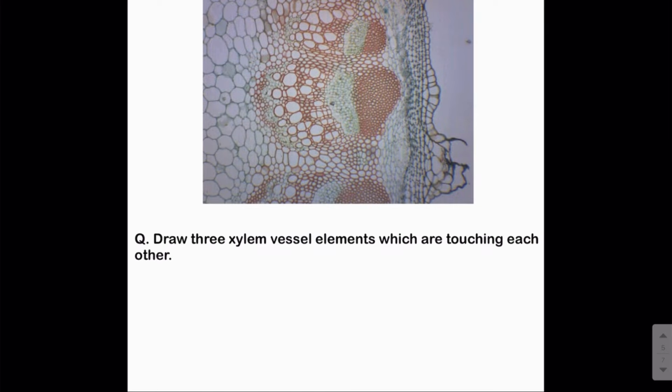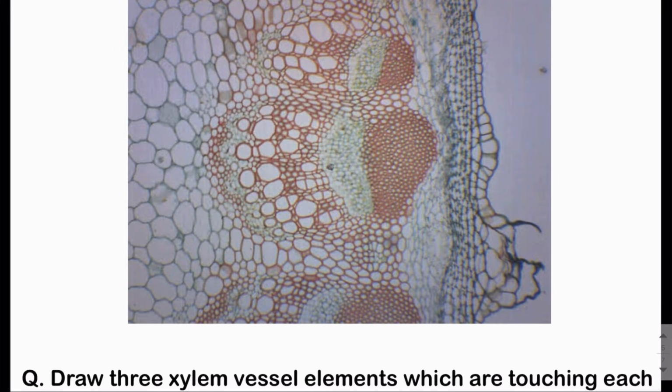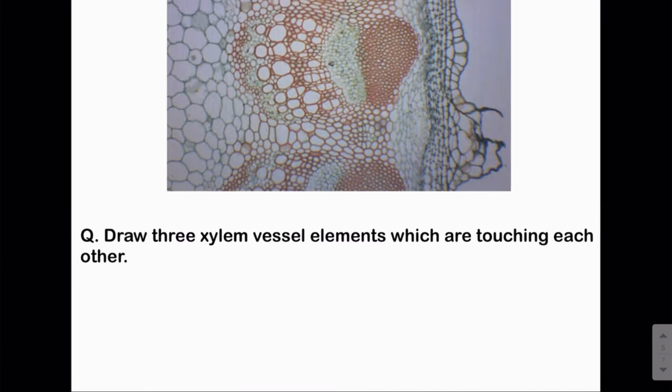For example, this is the specimen in front of you at high power, right? And you can see a lot of cells. So you don't need to draw all the cells that you see. You will need to follow the instructions of the examiner. The examiner will tell you which cells you need to draw. For example, over here you can see the question: draw three xylem vessel elements which are touching each other. So guys, you have to carefully follow the instructions.